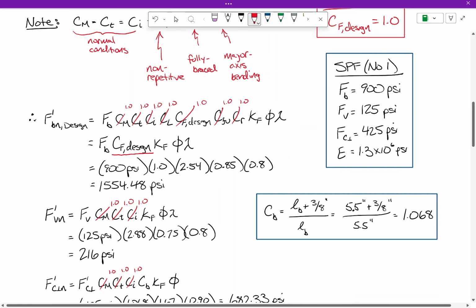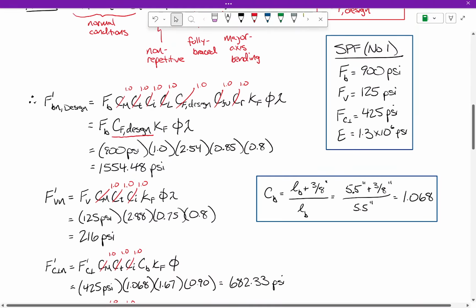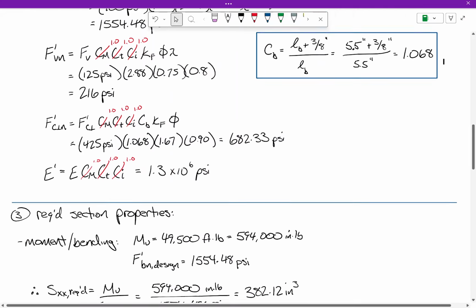We got 1.068. So we calculated an F prime B, F prime V, F prime C perpendicular, and an E prime. The only thing worth noting, again, is that F prime B is a design value that we're going to have to update later.